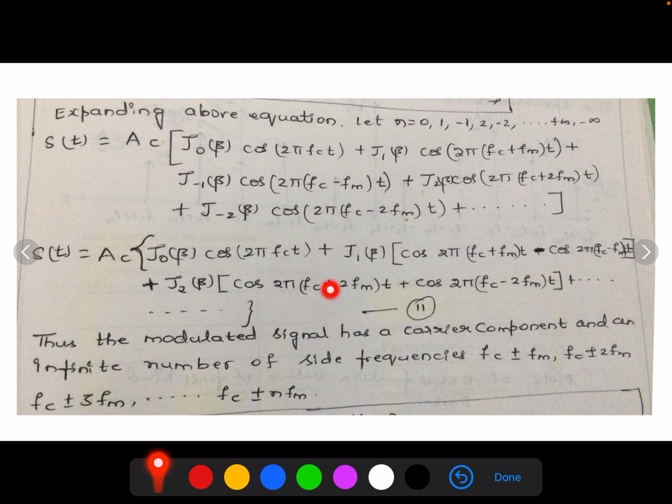If you observe this equation, the modulated signal has a carrier component, the AC component, and it has an infinite number of side frequencies, that is, one at plus Fm, minus Fm, plus 2 Fm, minus 2 Fm, like that it goes on till infinity.